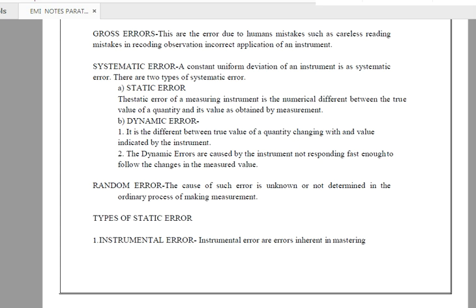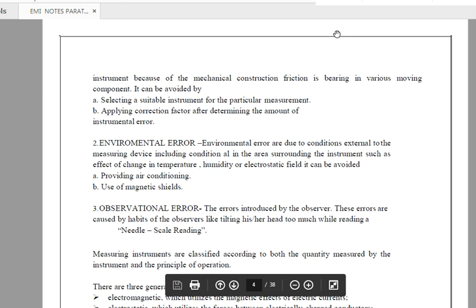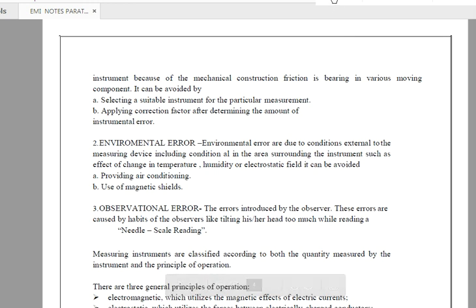The cause of such error is unknown or not determined in the ordinary process of making measurement. Then, types of static error. Static error is further divided into three types.